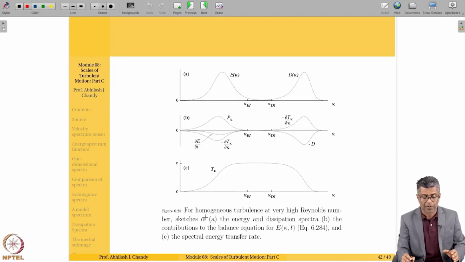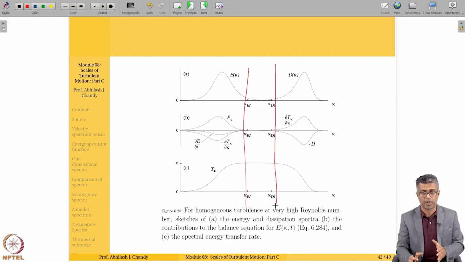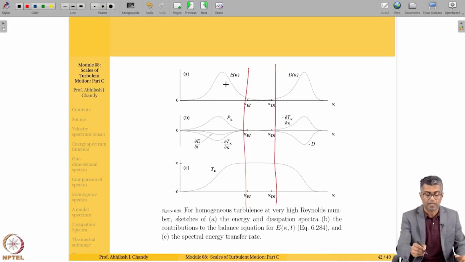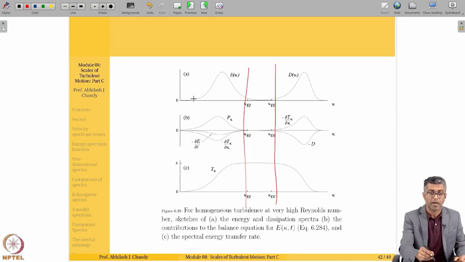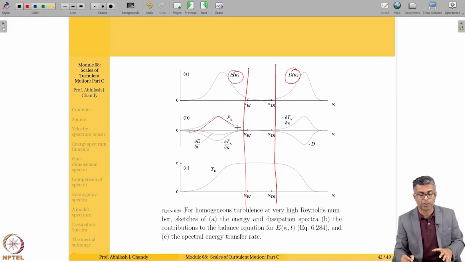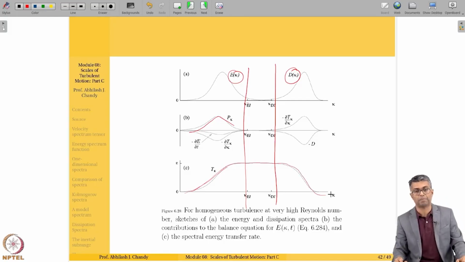So you have the entire wave number range. This is your energy demarcation length scale. This is your dissipation demarcation length scale. As you can see, the energy spectrum mostly peaks in the energy containing range. Then between this range, you have the E of kappa, and then D of kappa becomes prominent in the dissipation range. The production is dominant in the energy containing range, whereas the transfer starts to peak, keeps increasing, starts to peak in the inertial subrange and then decreases as well.